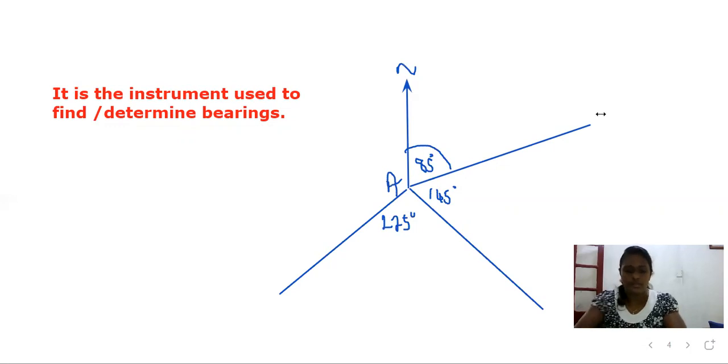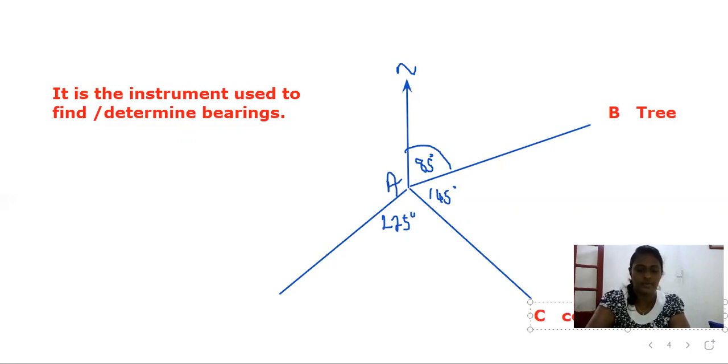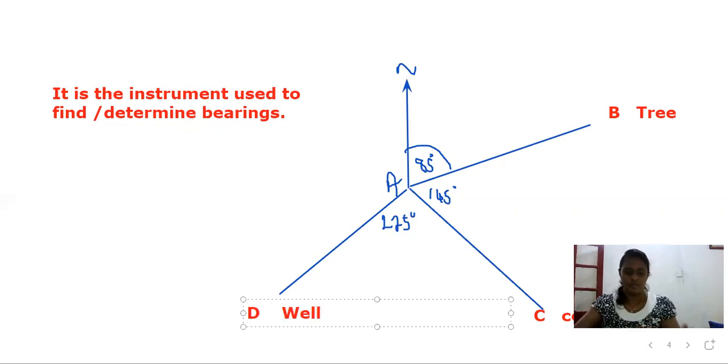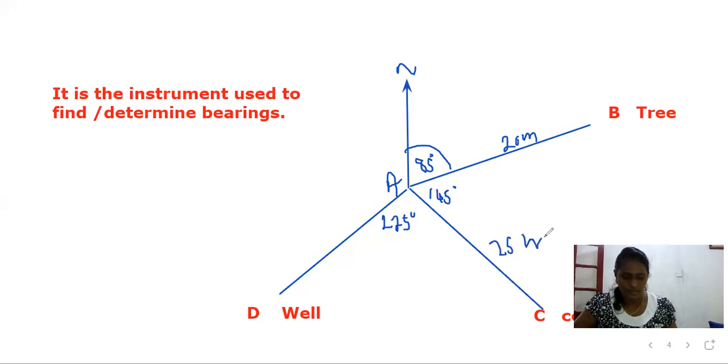So here is point B, it is a jack tree. And here is point C, it is a coconut tree. Here is point D, it is a well. Right? So like this, enough of writing. And they were given the distances also, like here 20 meters, 25 meters, 18 meters. Right?